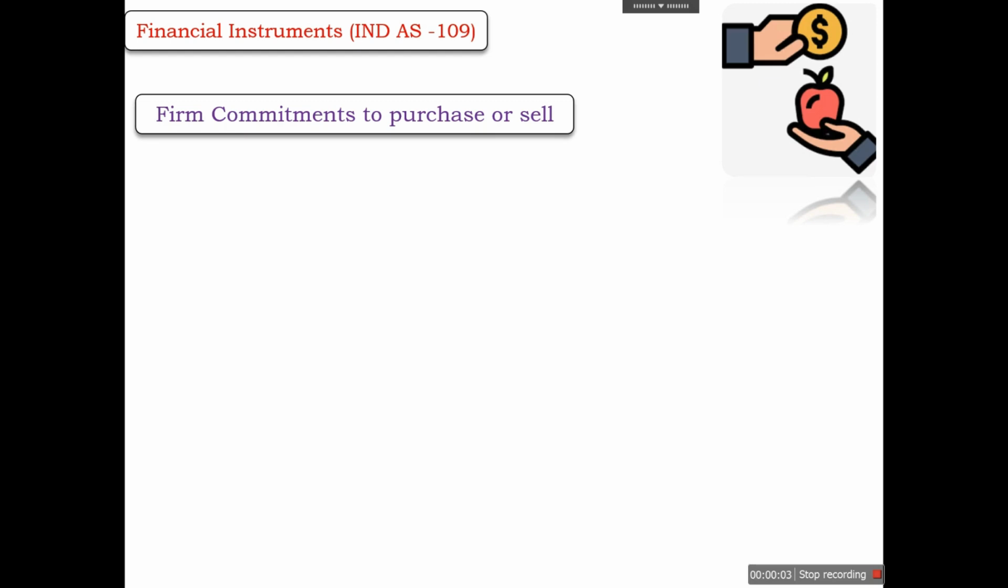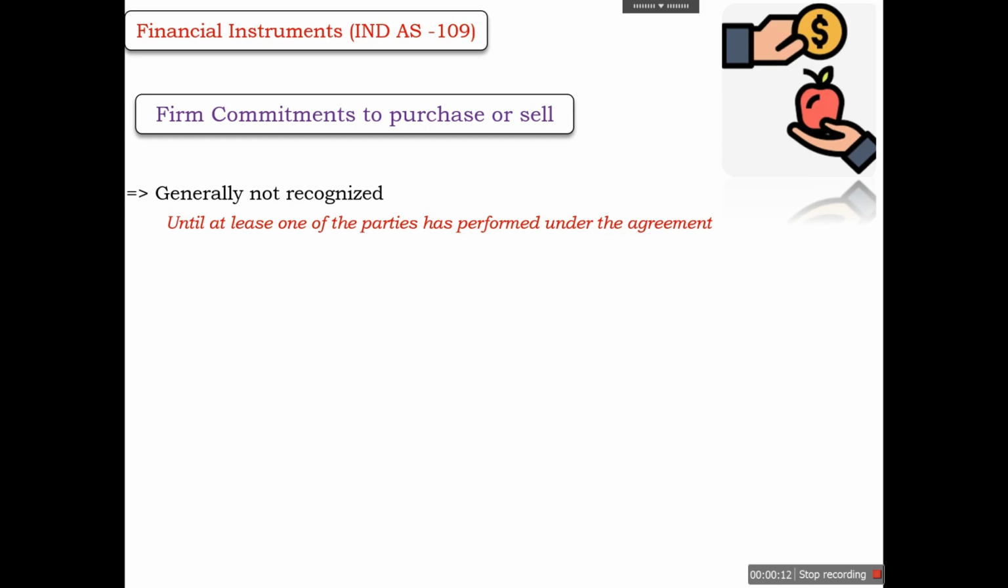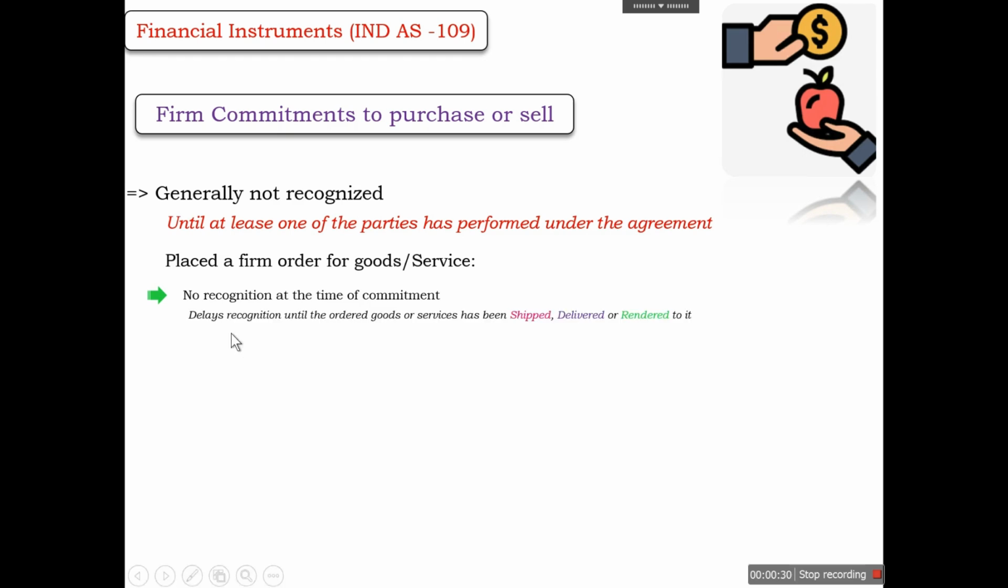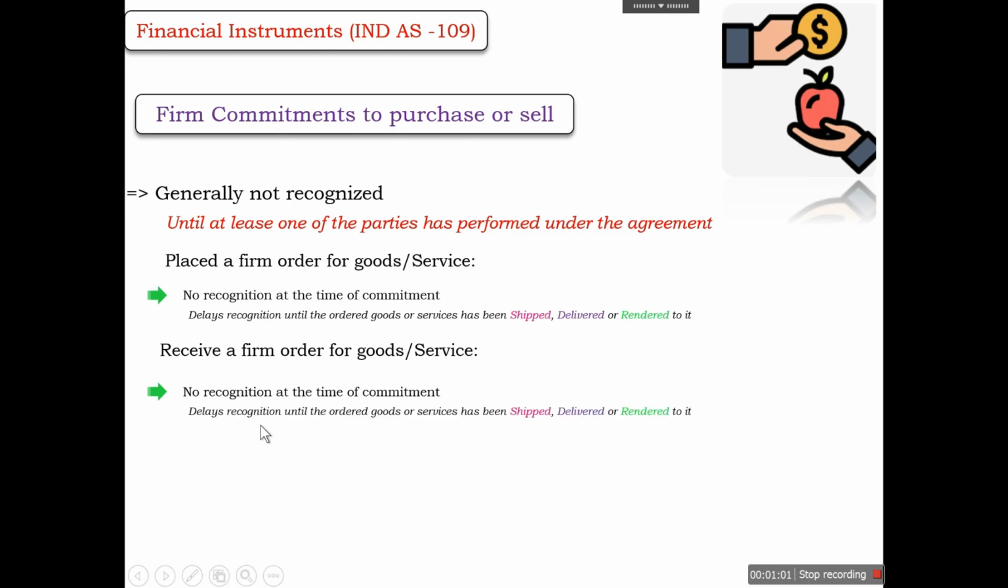Firm commitments to purchase or sell goods or services are generally not recognized under Ind AS 109 until at least one of the parties has performed under the agreement. For example, if an order is placed for goods and services, there will not be any recognition at the time of commitment for placing a firm order. The entity will delay the recognition until the ordered goods or services have been shipped, delivered or rendered to it. Similarly, if a party has received a firm order for goods and services, it is not going to recognize anything at the time of receiving the firm order. However, it will delay recognition of AR and sale, etc., till the order has been shipped, delivered, or rendered.